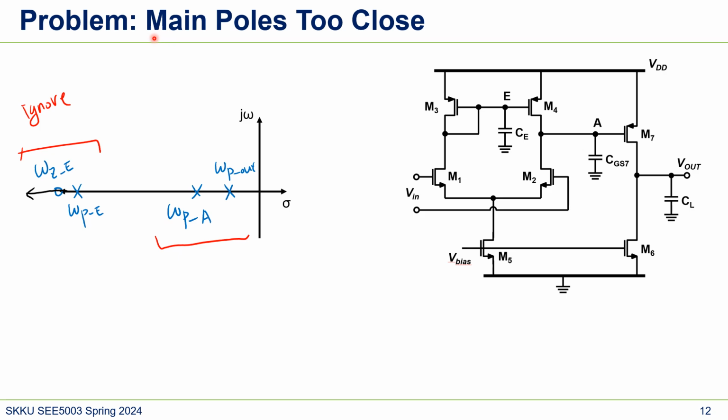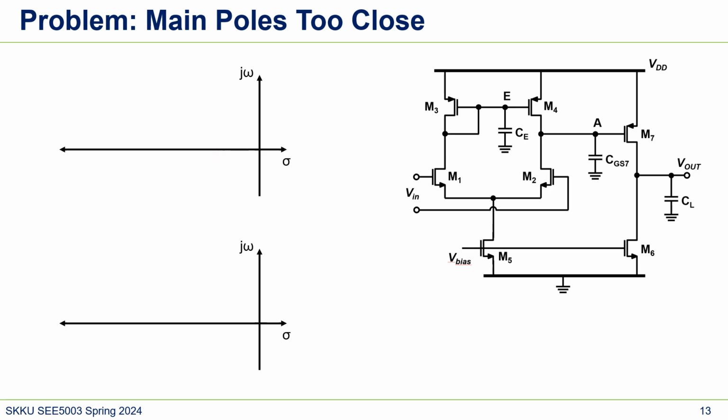The problem is the main poles, which are low frequency poles, are too close. As you saw in the previous slide, for a 45-degree phase margin, omega P2 should be beta times omega P1, right? Which means the two poles should be a lot different. But here they're too close. That's why the circuit is not stable when we apply a feedback system with this.